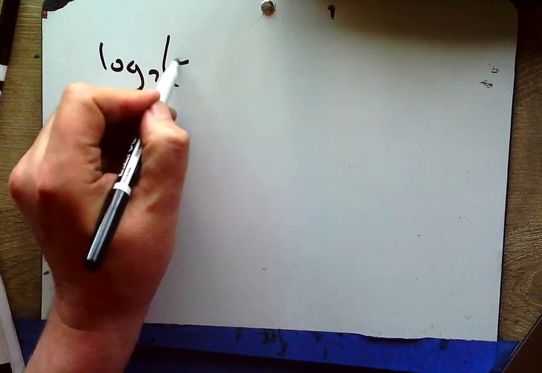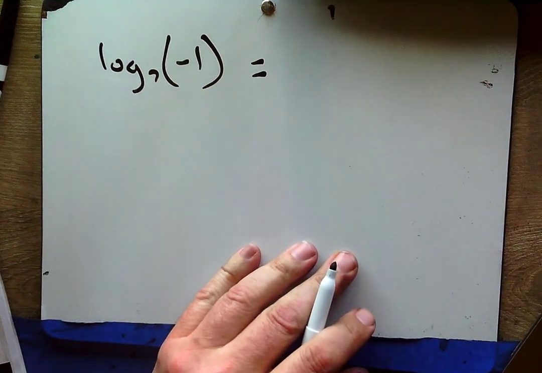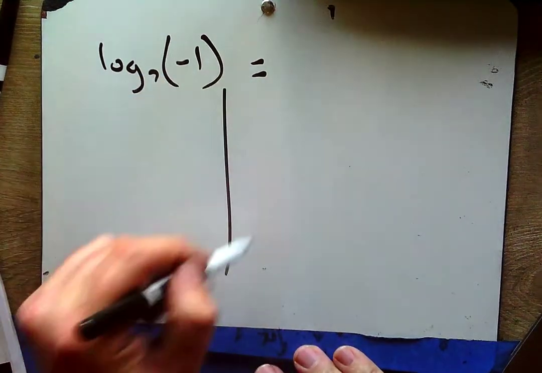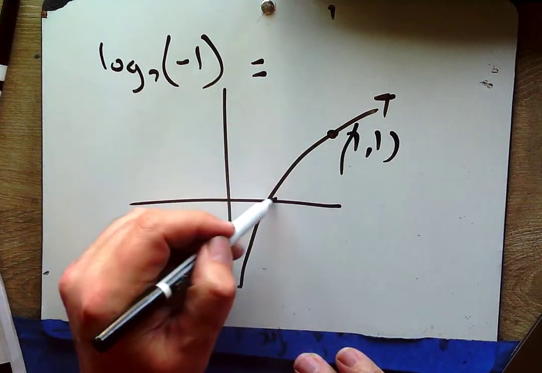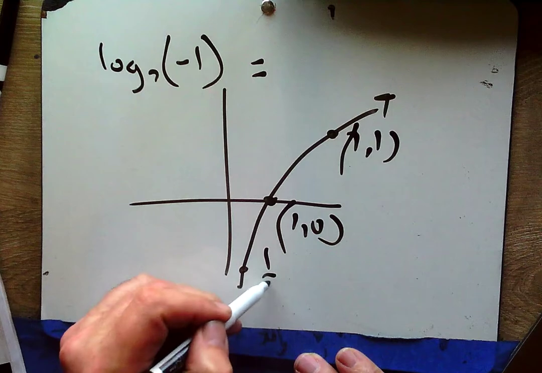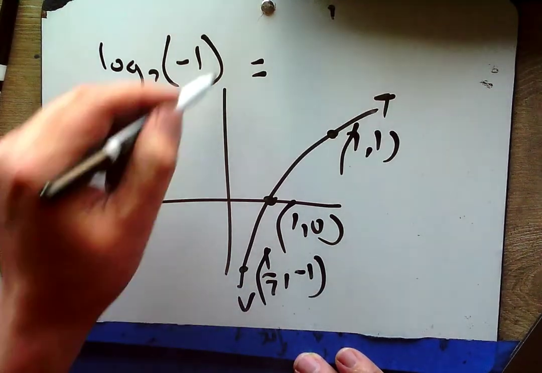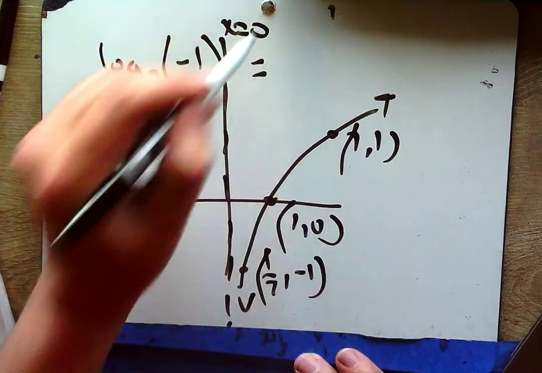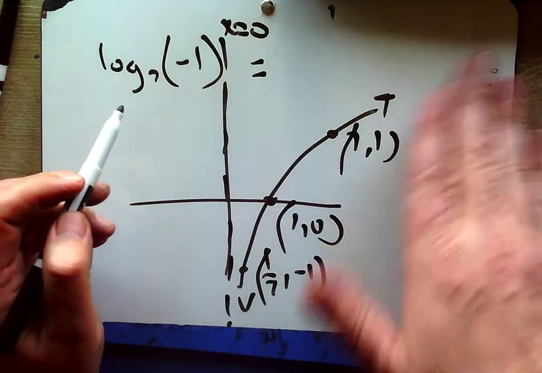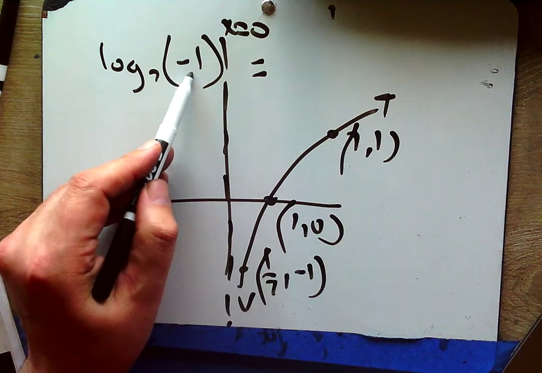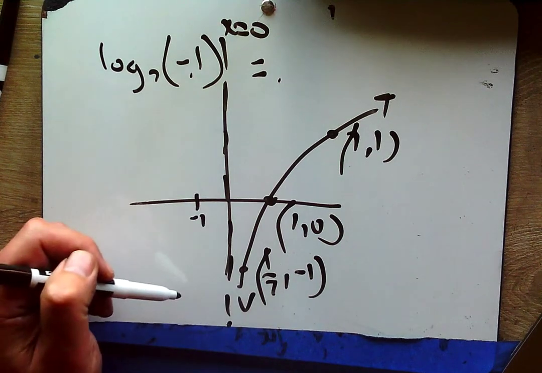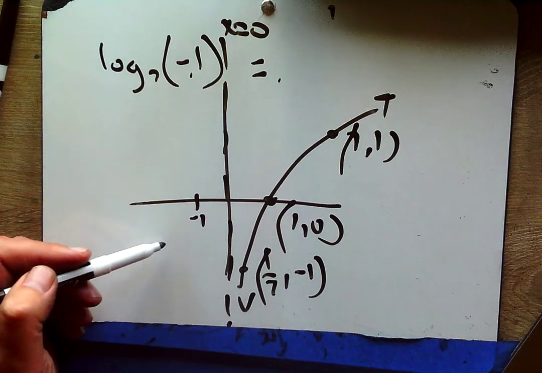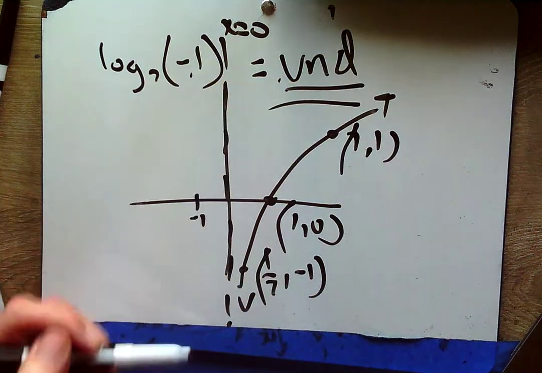Okay, so how about log base 7 of negative 1? What do we know about that? Let's go back to the graph: 7, 1, 1, 0, 1 seventh, negative 1, vertical asymptote here at x equals 0. What they're saying is, on this graph, when the input is -1, what's the y value? Well, here's -1. There's nothing here. We say that's undefined.